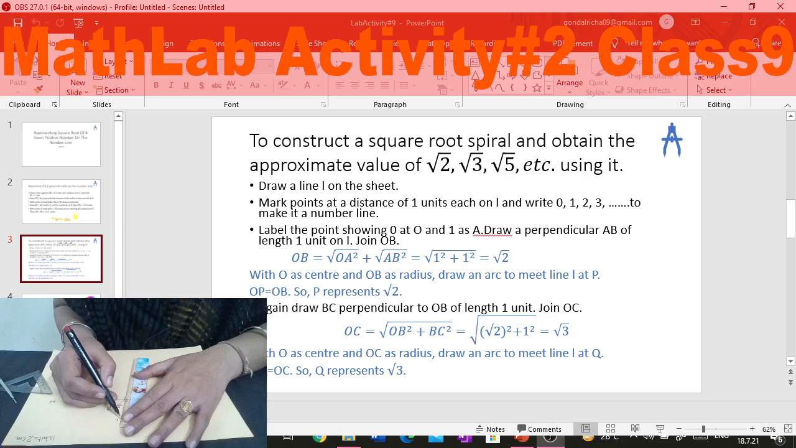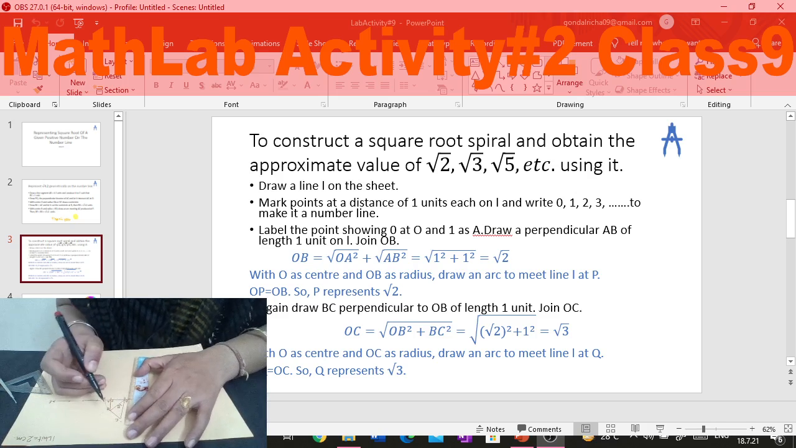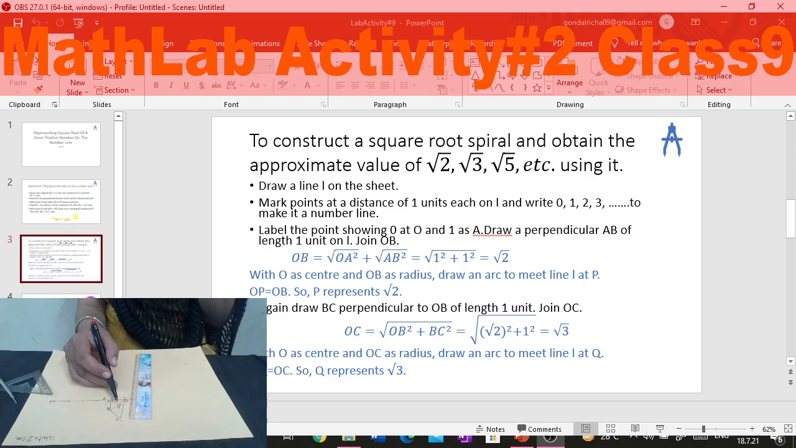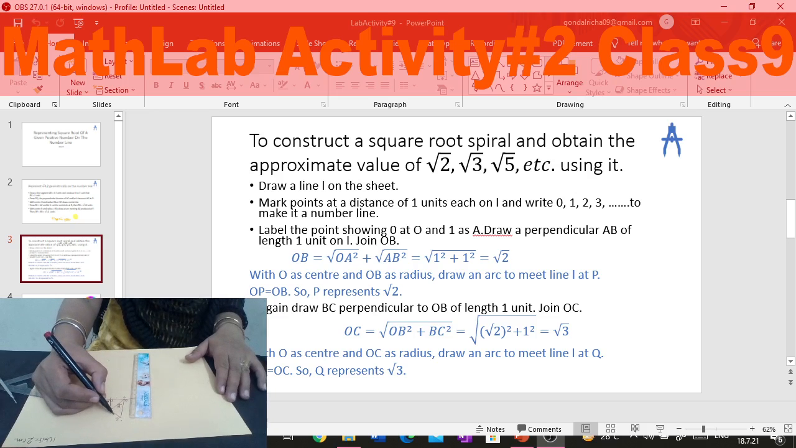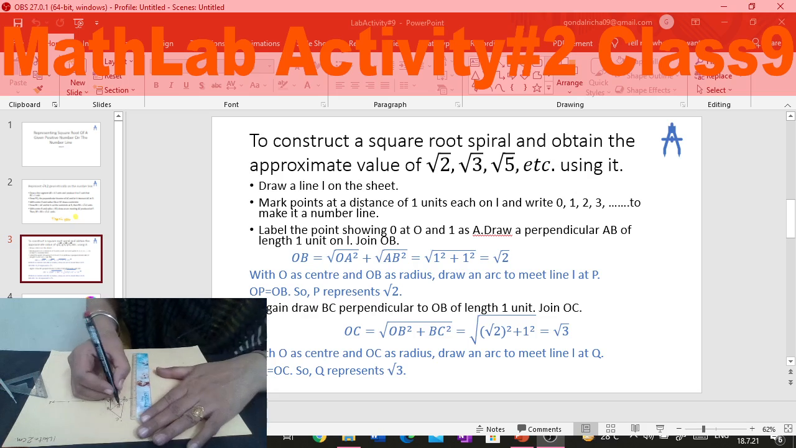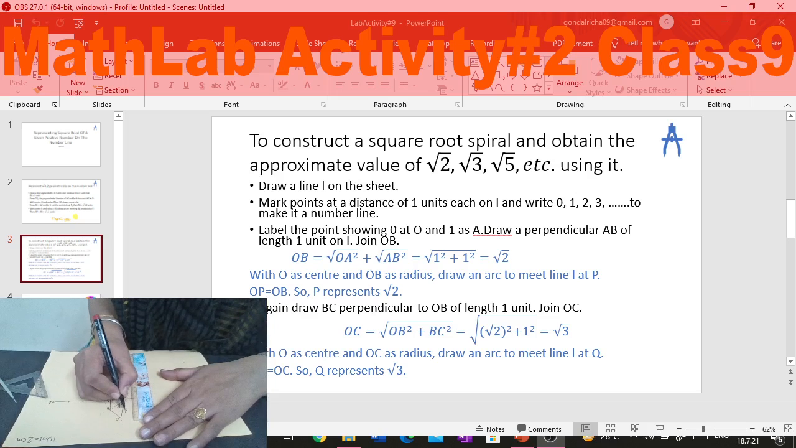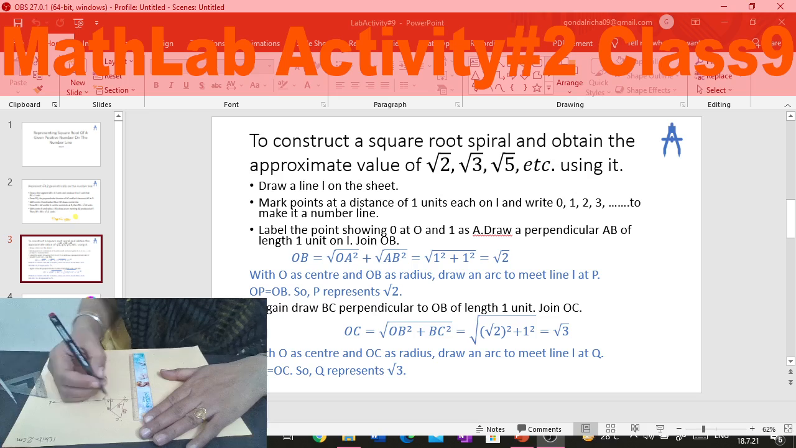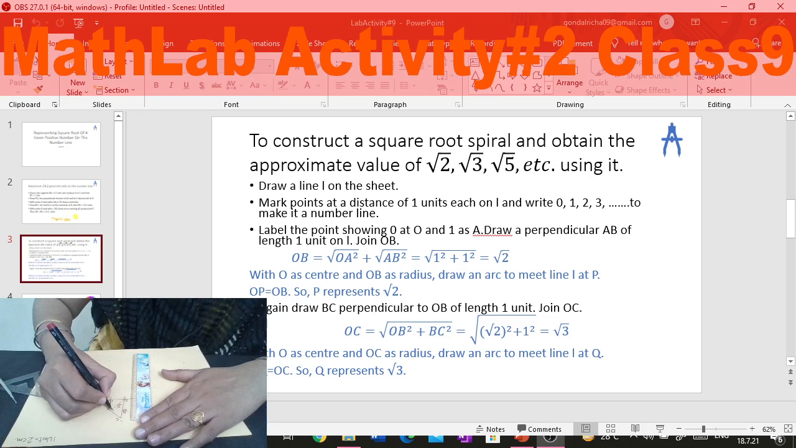Now the value of OC will be given by the square root of 2 squared plus 1 squared. The square of root 2 will give you 2 and the square of 1 will give you 1. So 2 plus 1 is going to be 3. So this OC will represent the value root 3, like this.